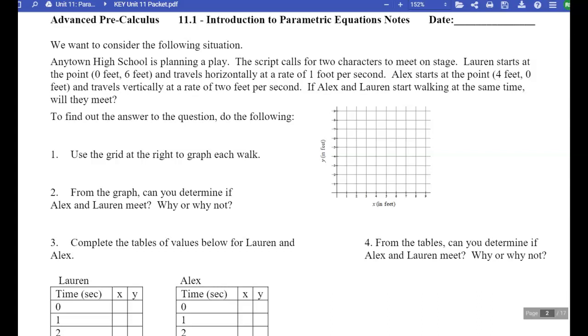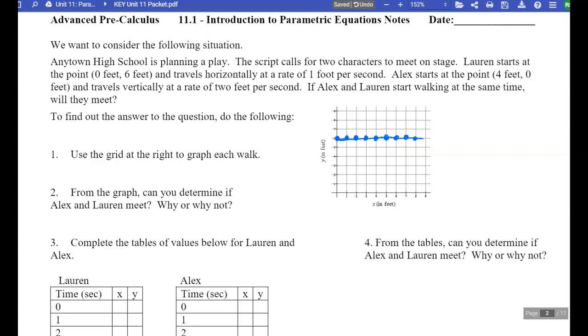So the first thing we're going to do is try to graph this. Now it says Lauren starts at 0 feet, 6 feet, and she moves horizontally, that's to the left, right, at a rate of 1 foot per second. So she's moving to the right 1 foot for each second. So we create this path along the stage, this line. That's Lauren's movement, Lauren's path.